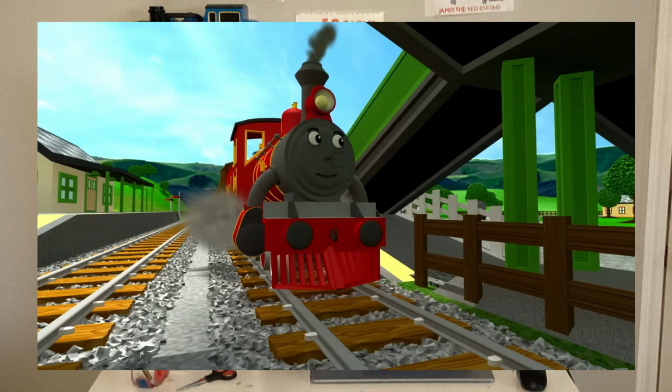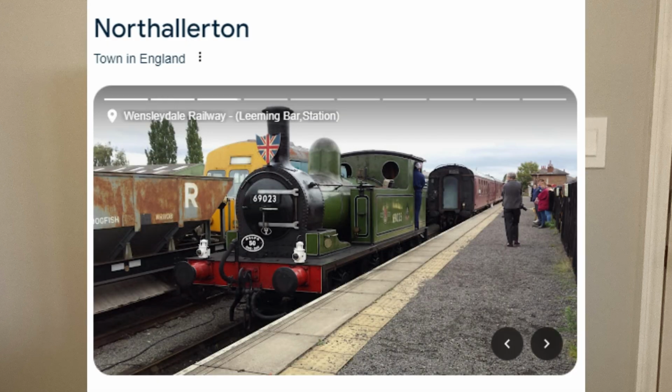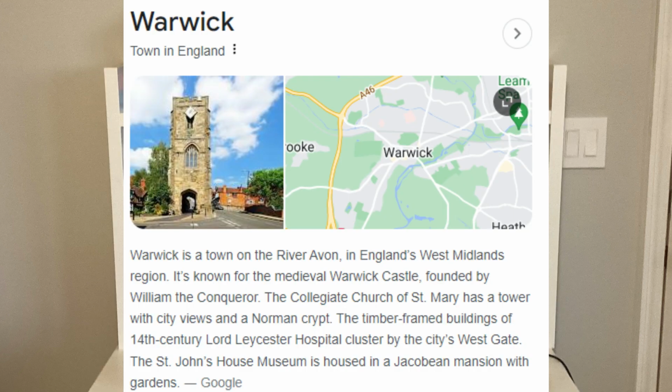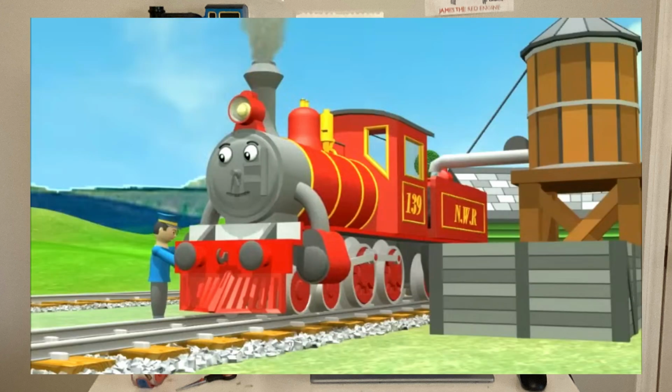The main location of Rolling Stock is the branch line of the Northallerton and Warwick Railway. Both of these are actually real-life locations in England, and I wonder if that was intentional or not. The characters of the branch line are Ois, the oldest of the engines, Beatrice, the railway's rescue and maintenance engine, Rudolph, a mixed-traffic diesel, and Electra, a little blue electric engine. First, we'll start off with Ois.